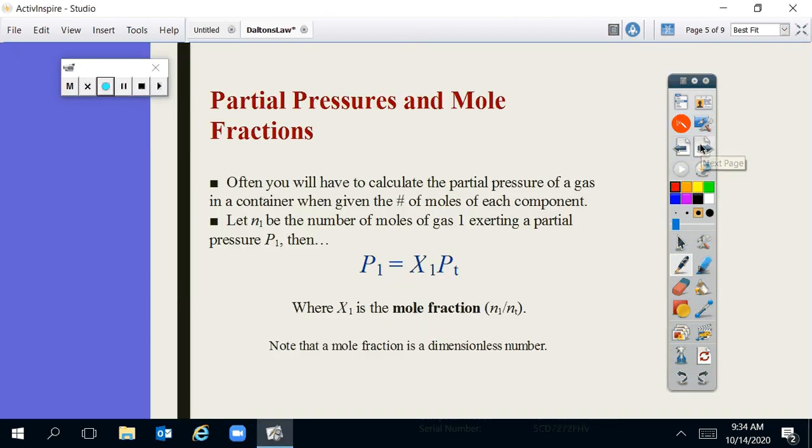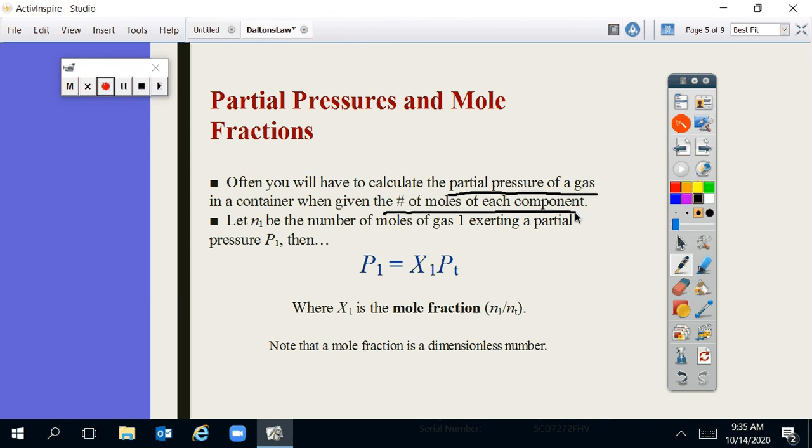So we talked about total pressure equal to the sum of the partial pressures, or the total pressure equaling the wet pressure plus the dry gas pressure. Now we have another formula called partial pressures with mole fractions. Sometimes you don't have enough information using the first Dalton's law and you need a second equation. In this equation, you're going to be able to calculate the partial pressure of a gas when you're given the number of moles of each component.